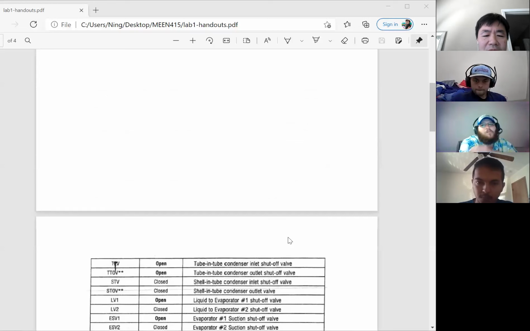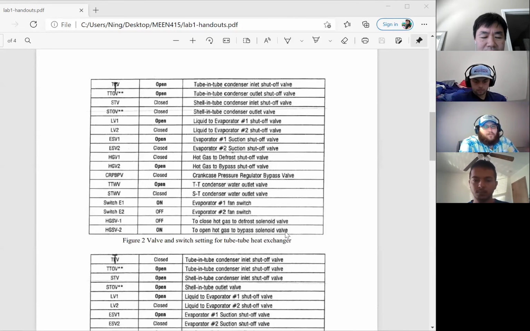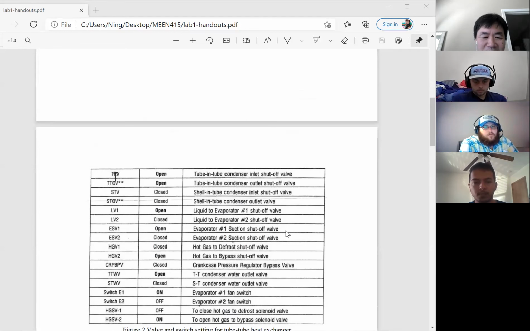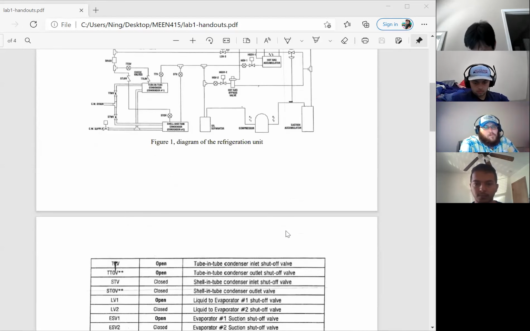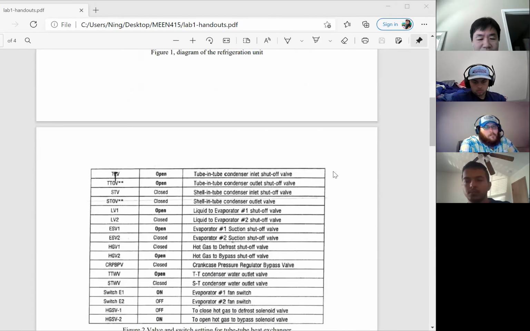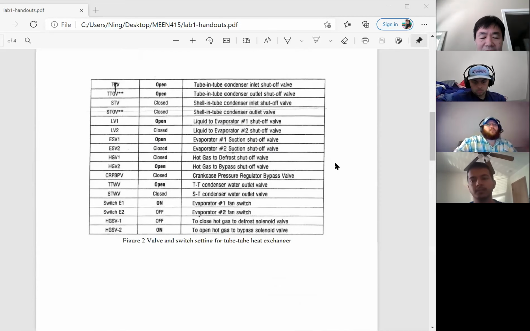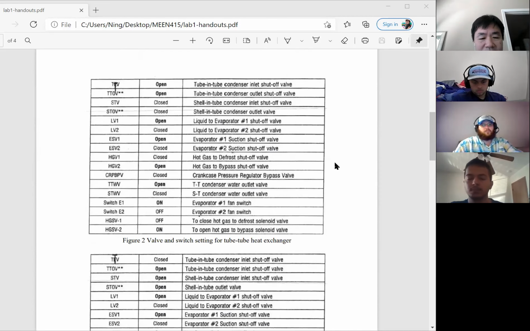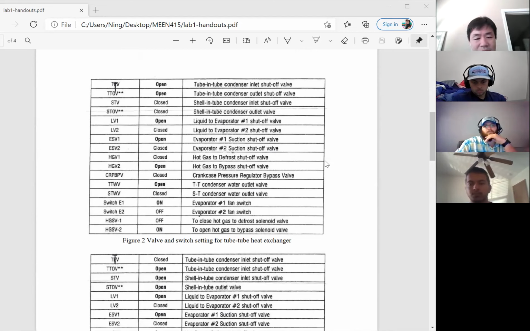So the first lab, first of all, let's talk about the list here. Since it's a complicated system, there are a lot of valves, just like when you operate a real industrial system. So you have to follow the plan, follow the schedule for how to open and close and turn on and off. It's not like just pushing a button. There are so many valves you have to control, to close and open, to make sure it runs as you expected.